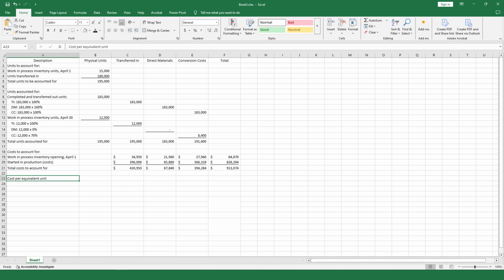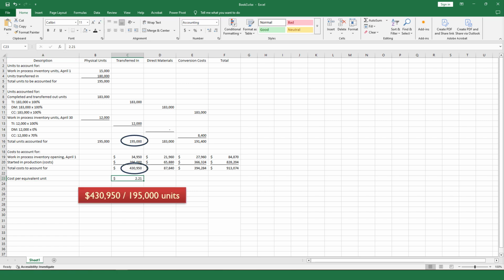To do that, we add the heading cost per equivalent unit. This is calculated as the total cost to account for divided by the total units accounted for, which are, of course, the equivalent units. To calculate the cost per equivalent unit for transferred in, we take the total cost of $430,950 and divide it by the total equivalent units of 195,000, which is equal to $2.21 per equivalent unit.